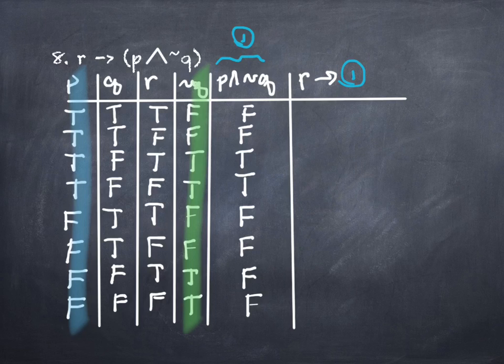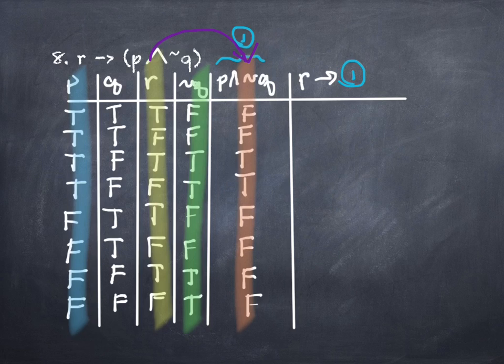Now we're going to take the R column and the column that we just created, and we're going to do an arrow from R to P and tilde Q. So this is an implication. An implication is true when it's either true, true, false, false, or false, true.